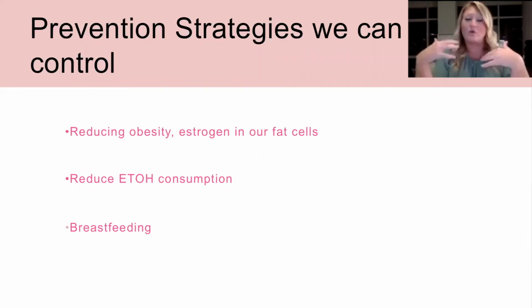The reason that we know that alcohol and obesity affect our risk is because of how they affect the hormones in our body. With the hormones affecting our cancer cells, the more we can do to reduce those hormone fluctuations and increased hormone exposure, the more we decrease our risk of breast cancer.